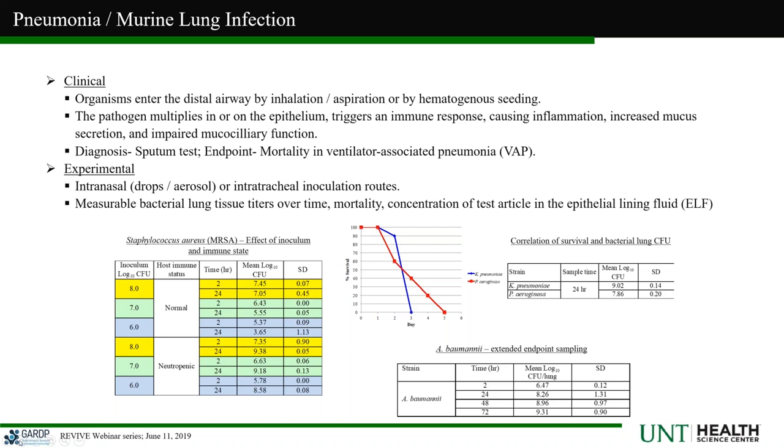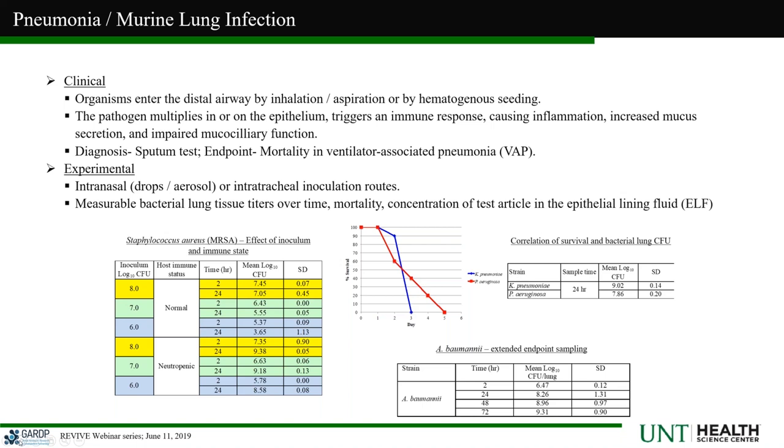In the case of Acinetobacter on the bottom, it's less of a virulent infection in the lung, more of a chronic, we can use that word. We can go out to 72 hours. We see a very sustained level of bacteria in the lungs, so we can extend that time point out a little bit further.